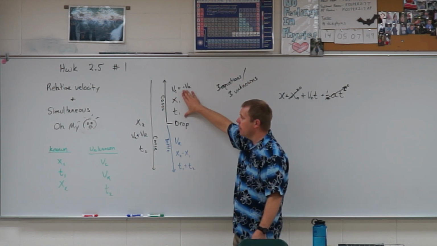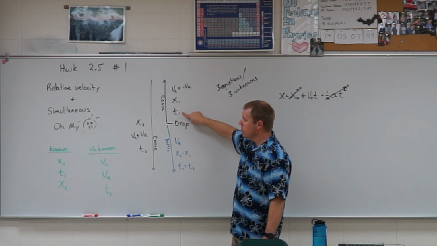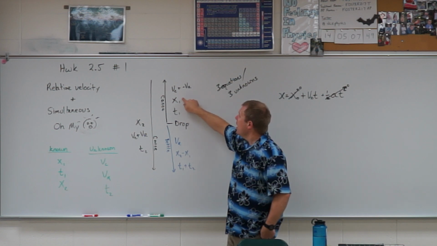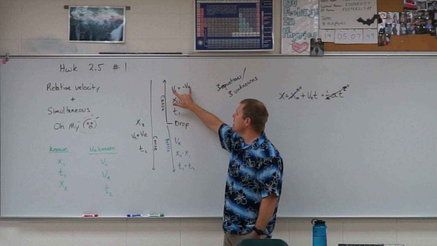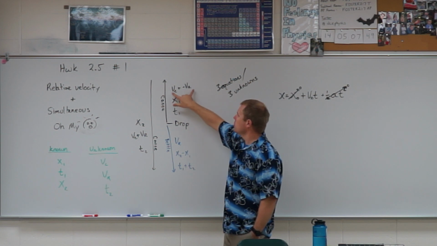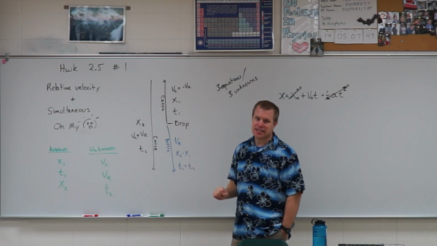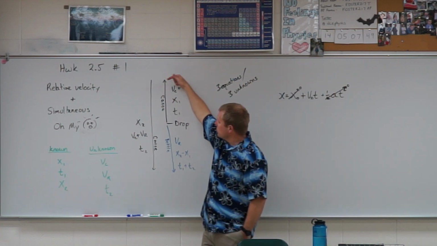We have them going upstream for a time t1, which we're given, a distance x1, which we're given, and they're moving at a speed in a river that's moving the opposite direction. So their overall velocity is going to be their velocity in still water minus the velocity of the river. Then they turn around and come back down.